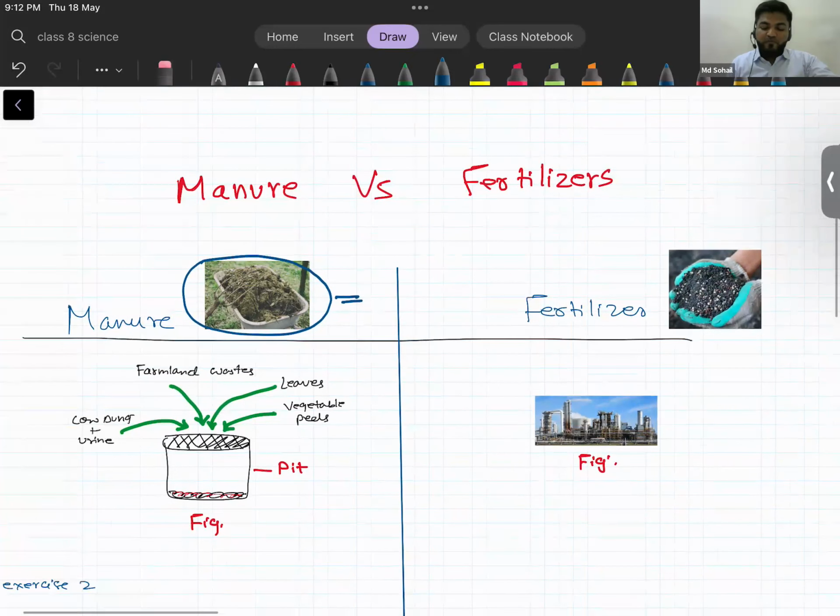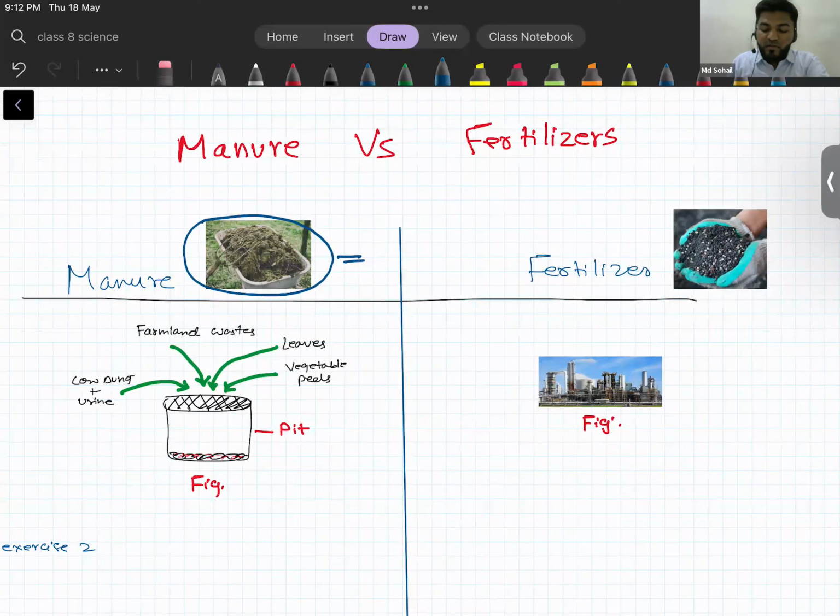Now, if we talk about the process of their preparation, for preparation of manure, we simply take cow dung, urine, farmland waste, leaves, vegetable peels, etc. We basically dig a very big pit into the ground.